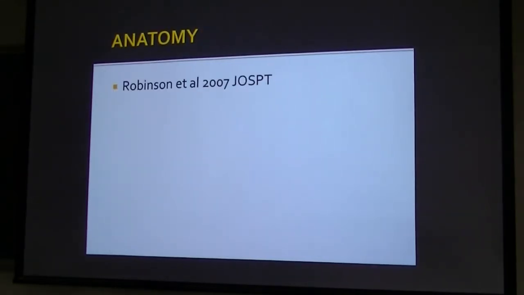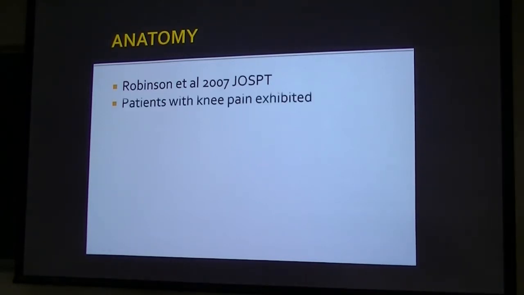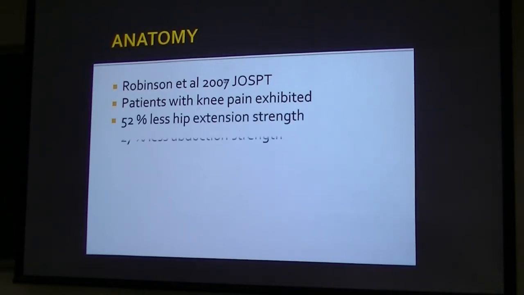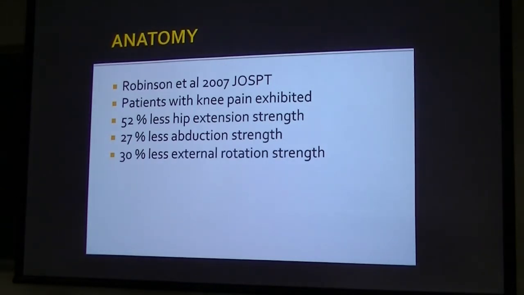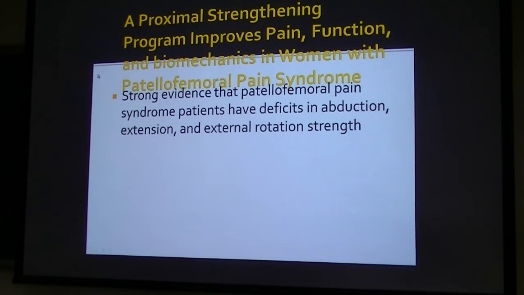So first, just some anatomy on the hip musculature. In one study, they found that patients with knee pain exhibited 52% less hip extension strength, 27% less abduction strength, 30% less external rotation strength. Kind of just reinforcing that, there was another study called the Proximal Strengthening Program Improves Pain, Function and Biomechanics in Women with Patellofemoral Pain Syndrome. And they saw that there's strong evidence that patellofemoral pain syndrome patients have deficits in abduction, extension, and external rotation strength. So the same exact stuff.